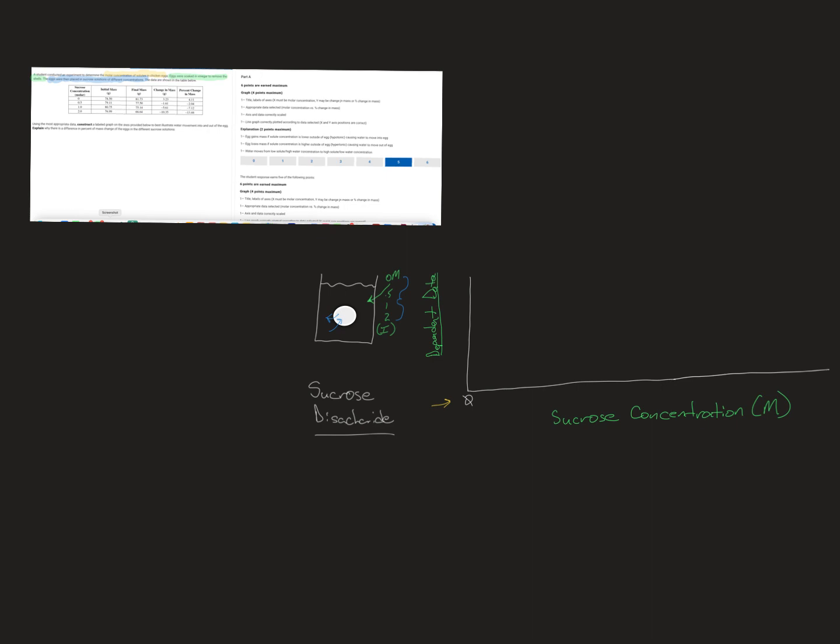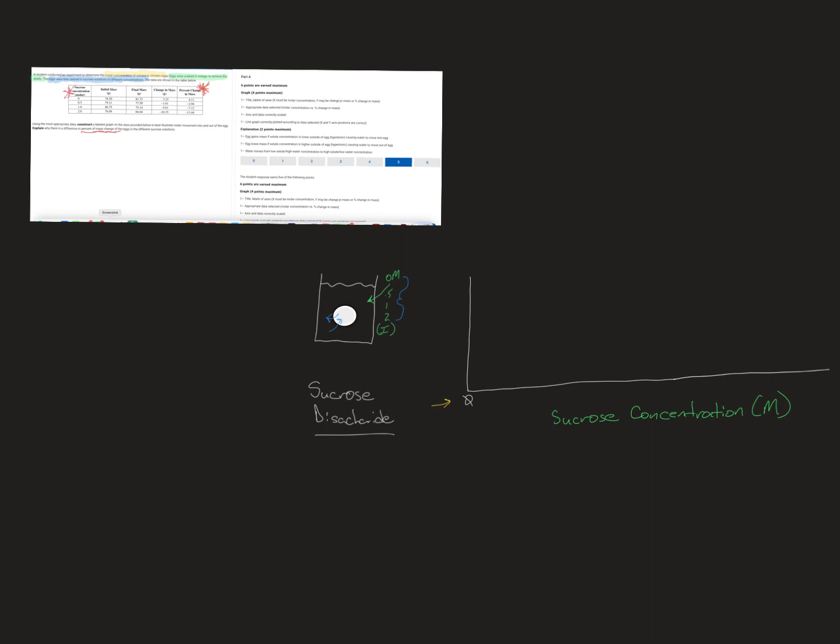So what am I graphing if I want to know the difference in percent mass change of the egg in the different sucrose solutions? Well, I should be putting the difference in percent mass change as the dependent. So how do I know what that is? My goodness, it's labeled right here. It says percent change in mass. So when I read this percent mass change, it says it right here. So I'm graphing this versus that.